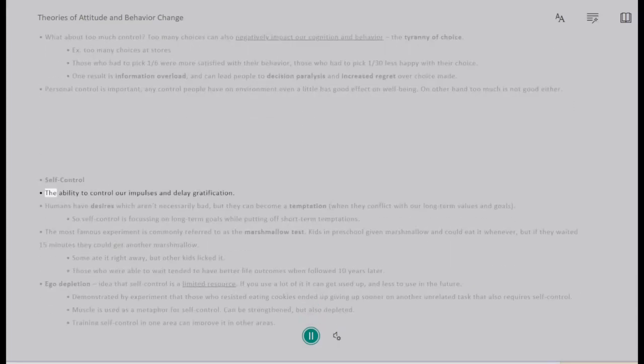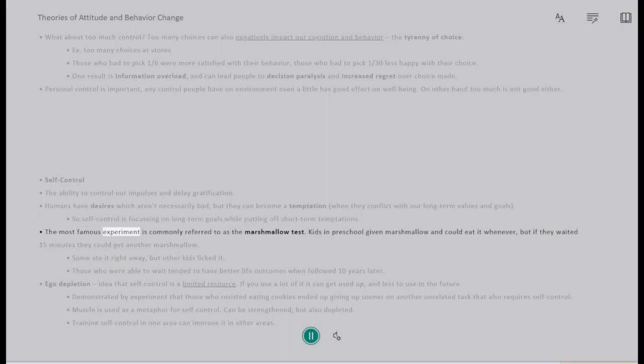Self-control: the ability to control our impulses and delay gratification. Humans have desires which aren't necessarily bad, but they can become a temptation when they conflict with our long-term values and goals. So self-control is focusing on long-term goals while putting off short-term temptations.